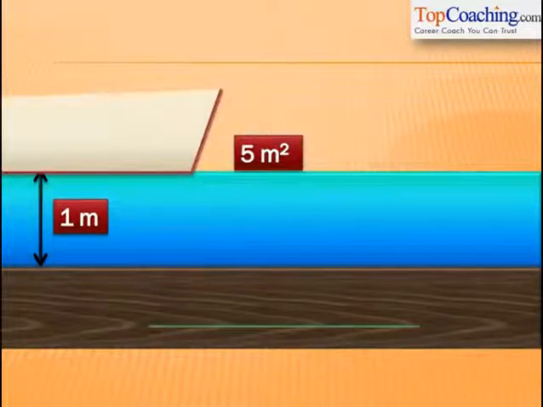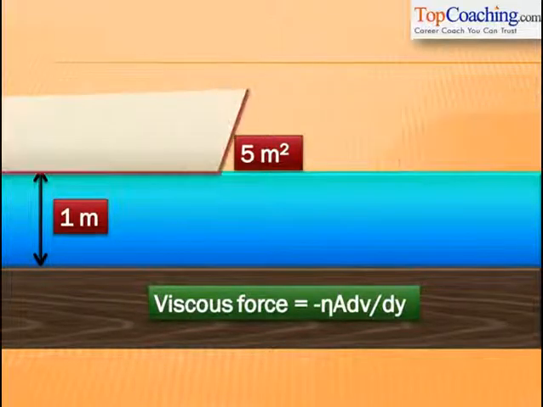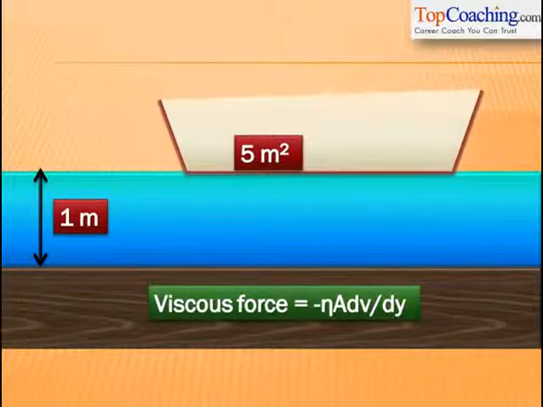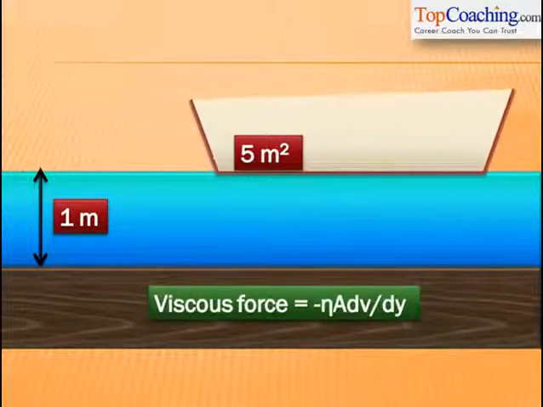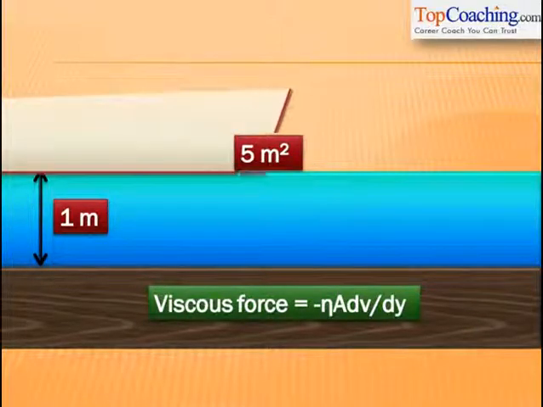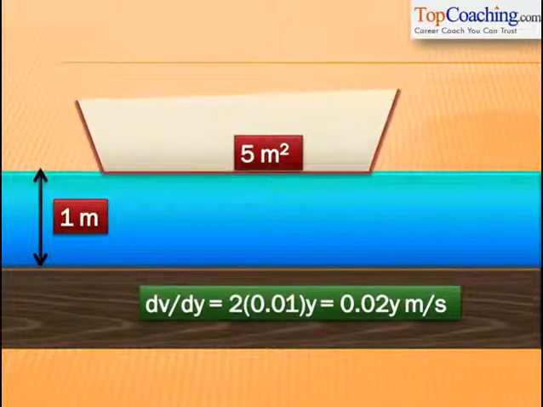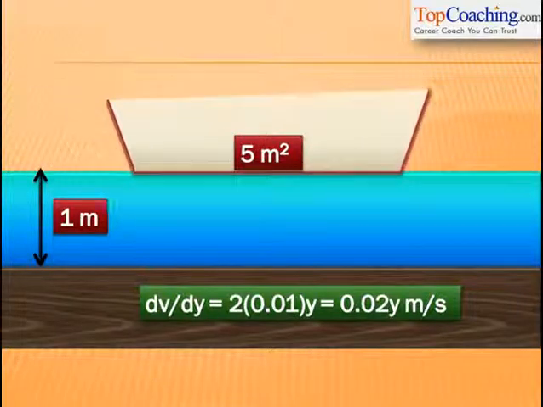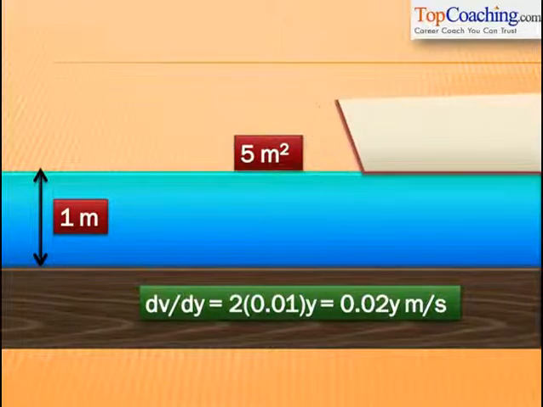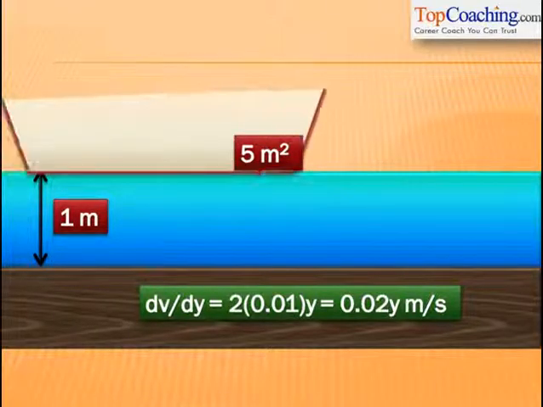Here you can see the boat is floating over the water. The viscous force on the bottom of the boat is clearly minus eta A dv by dy. That's the formula for the viscous force. The viscosity of water is given. The area of the boat surface is given, isn't it? dv by dy is what we need to find out. Now it is given that the velocity of the pond water varies with height above the bed of the pond as v equal to 0.01 y square, isn't it? y is the upward height of any point from the bottom of the pond.